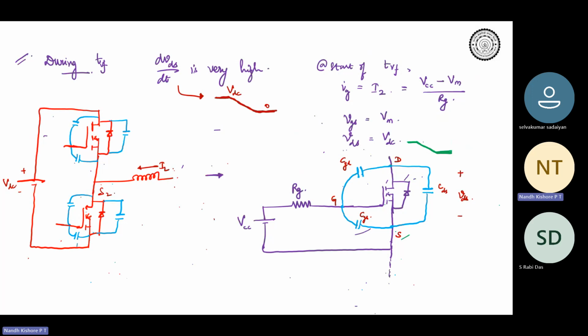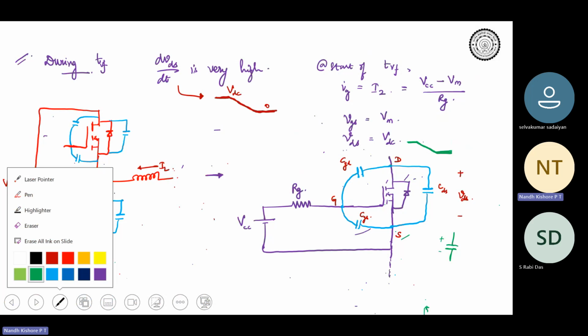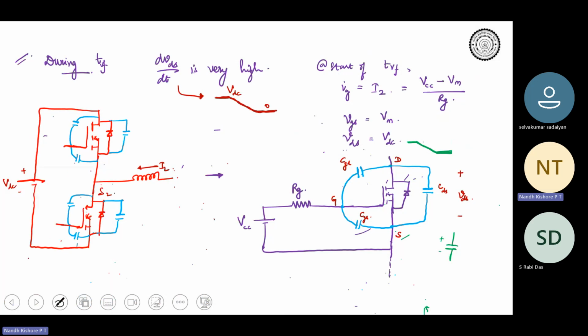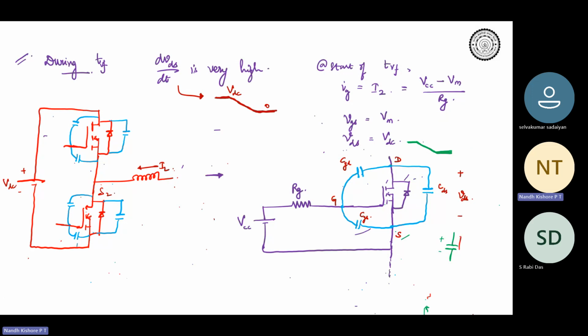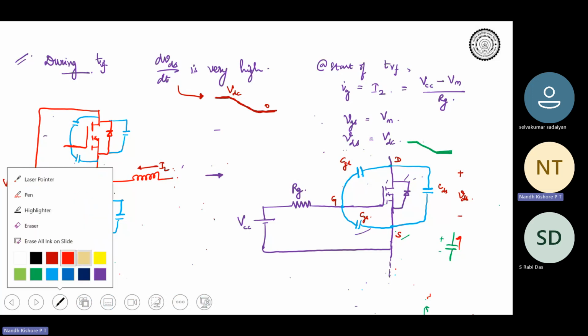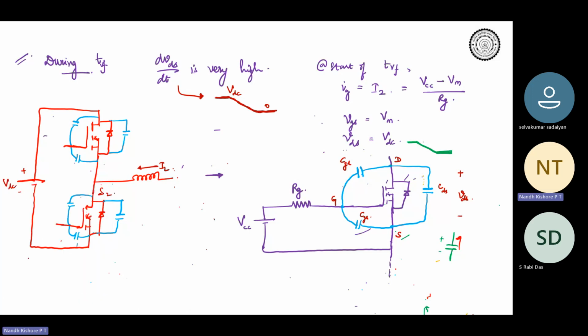So we saw that the capacitance discharging means, if this is plus and minus, what would be the polarity of the capacitance discharging current? Minus to plus, correct. It would be flowing like this. CDS has to discharge, which means the current has to flow from minus to plus, right?